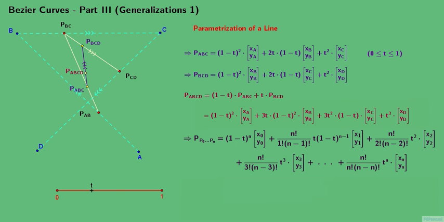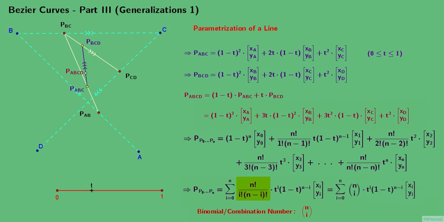And we can write this out in the following summation form. This fraction, n factorial, over the product of I factorial and the factorial of n minus I, is what we call the combination number. It is sometimes read as n choose I. We can write out the parameterization in this alternate summation form. And here, t goes from 0 to 1.